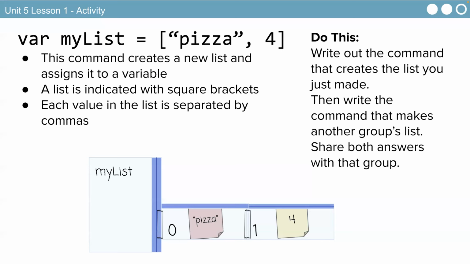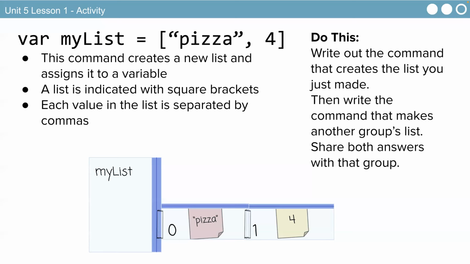Here are your directions on that side. You might have done it already. Write the code to create your list. Var, space, what was the list that you made? Equals, square brackets, and then put all of your elements in there.